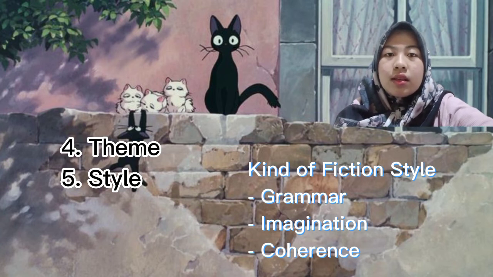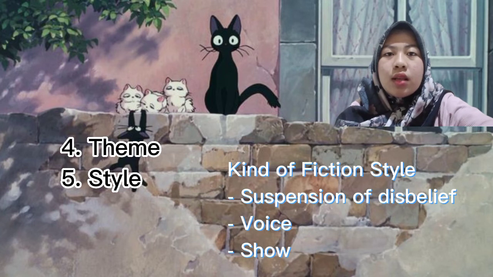And then next is cohesion. Cohesion is the grammatical and lexical relations within a text or sentence. Cohesion can be defined as the links that hold a text together and give it meaning. And suspension of disbelief is the reader's temporary acceptance of story elements as believable, regardless of how improbable they might seem in real life.